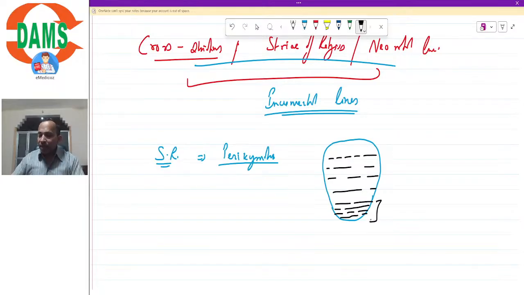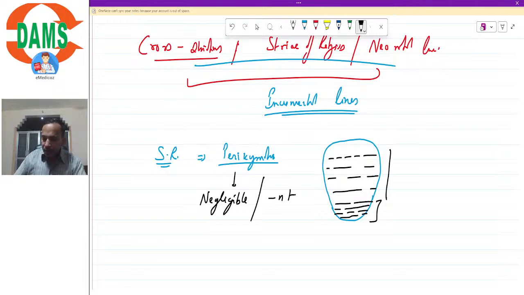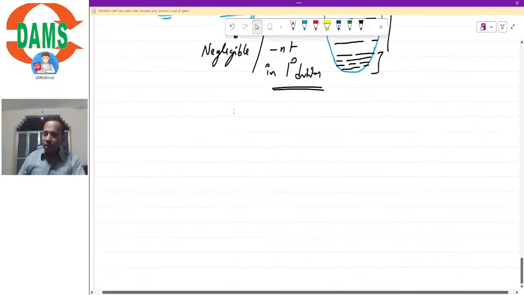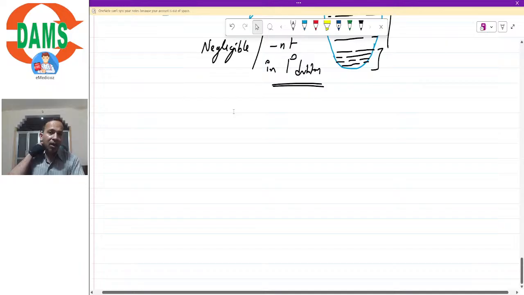In case of primary, the number of perikymata is negligible or absent in primary dentition, right? So perikymata is a feature of permanent teeth. It is rarely seen on primaries, right? So this was about the incremental lines.